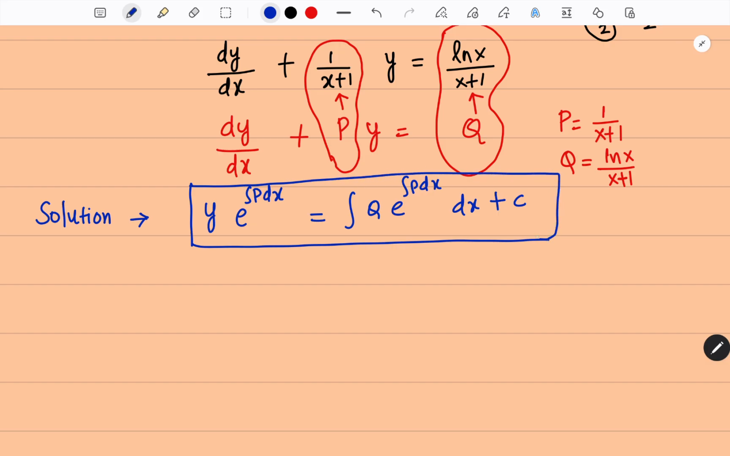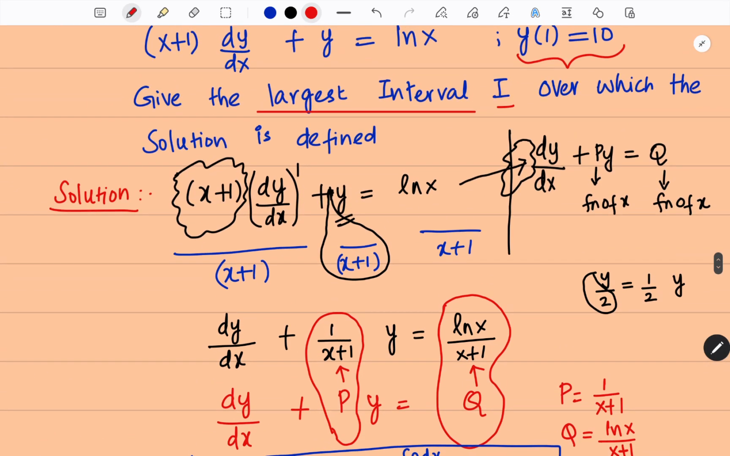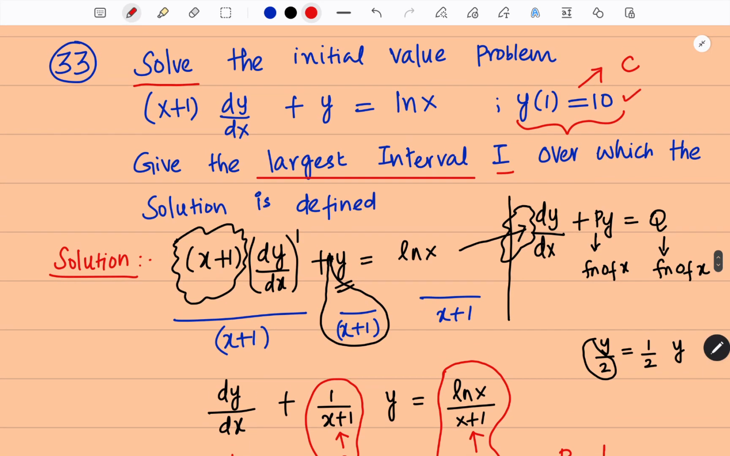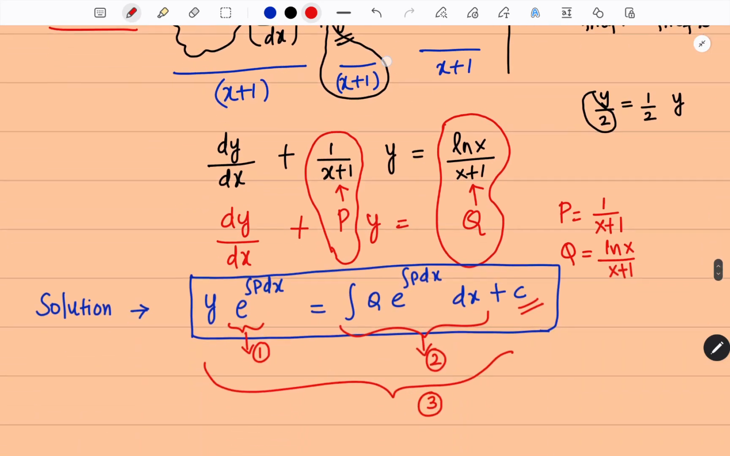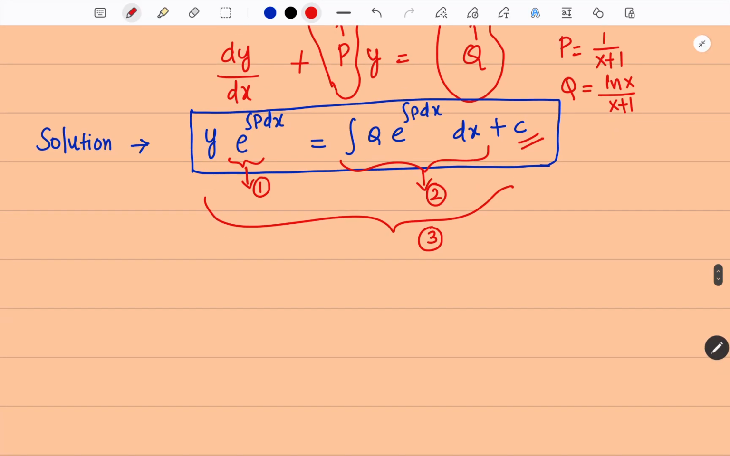Okay, right. So how many steps in this question did I say? There are 3 steps. This is your step number 1, which is the integrating factor. And this is your step number 2, right? And step number 3 is the whole question. Here we need to find the C. Be careful. Why? Because you have the condition y of 1 is equal to 10. So we should be very careful when there is a condition available. We need to find this C. Okay, right. So let's start step number 1.